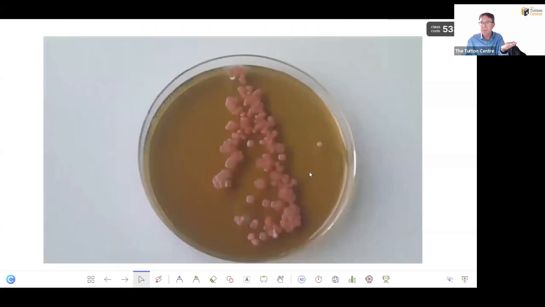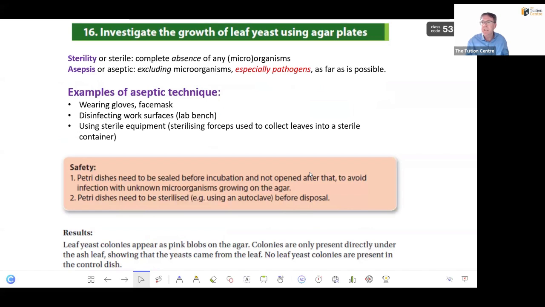Oh, where's the picture? There we go. They're pink, orangey pink colonies. They're really nice. That photograph doesn't do them justice. I have nicer photographs. I'll find nicer photographs. Aseptic technique is crucial. That's what we just talked about, right?